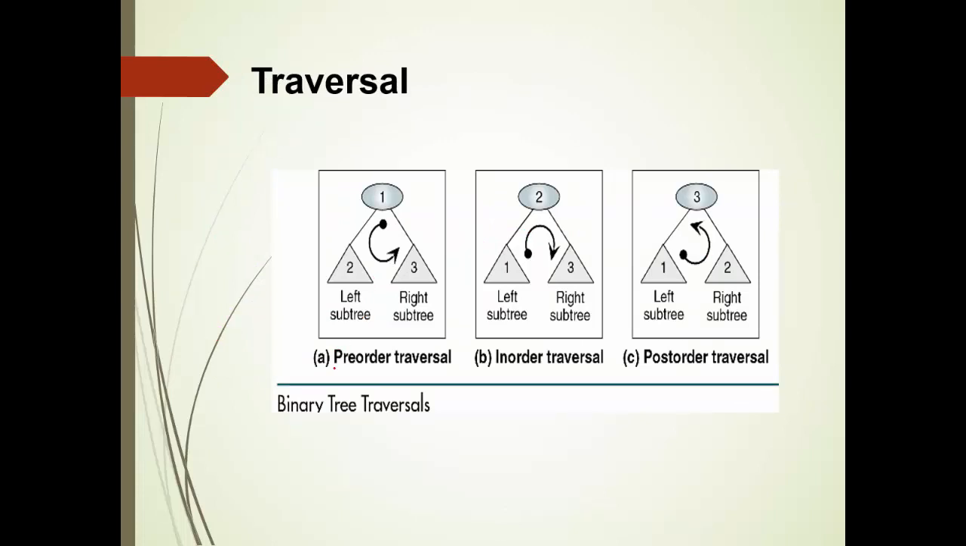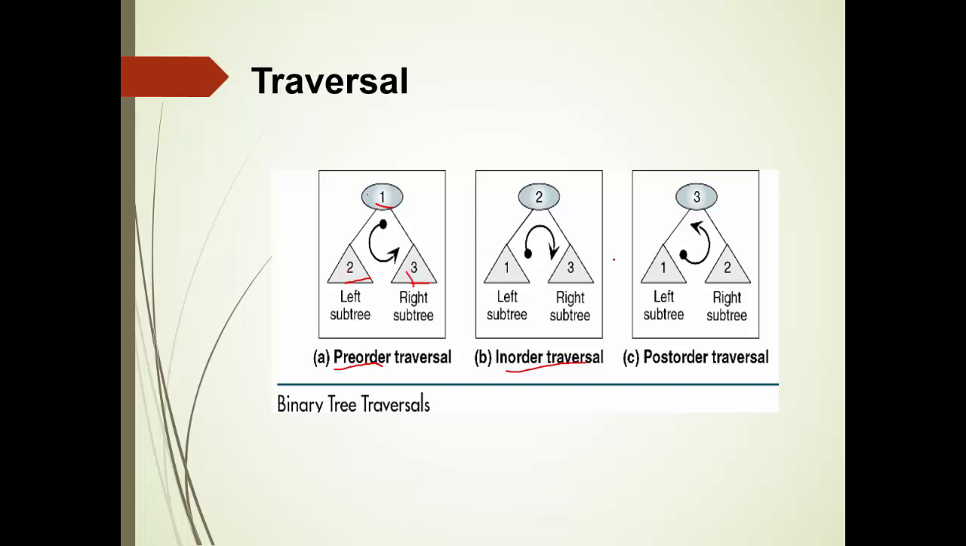Traversing, we can have pre-order. Pre-order means you will go from root, left, right. In order, it will be left, root, right. Post order, it will be left, right, root. So if we are having, like, 1, 2, 3, using pre-order, you will be displaying 1, 2, 3. Using post order, it will be 2, 3, 1.